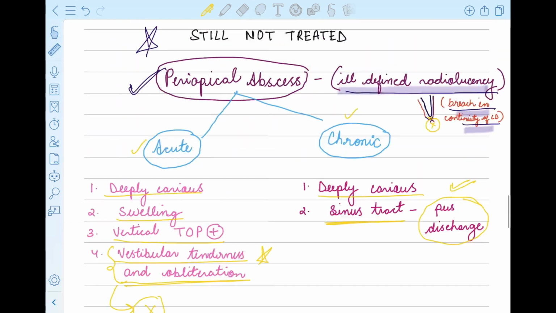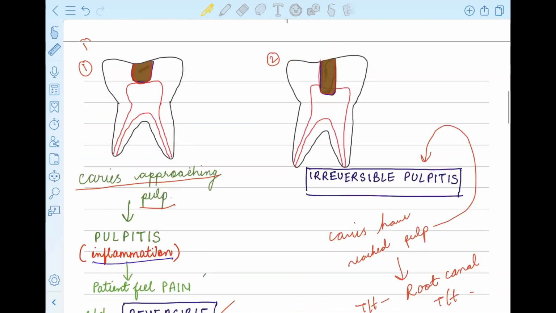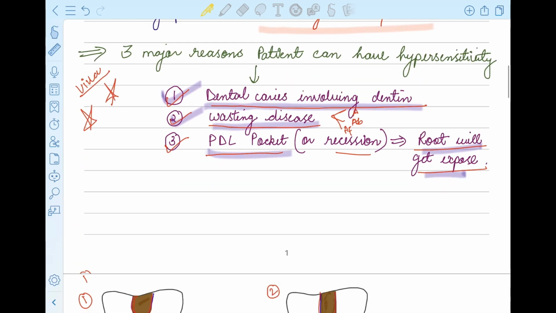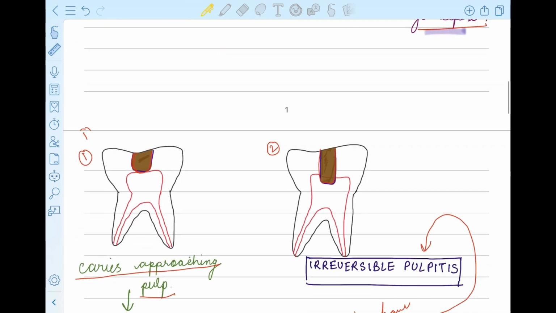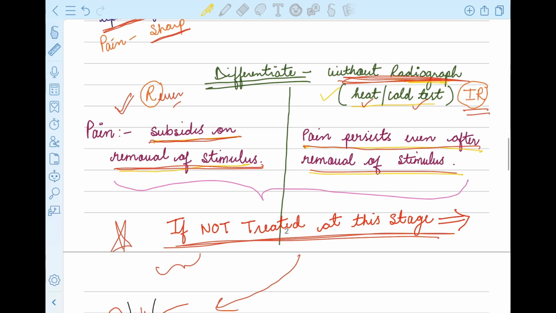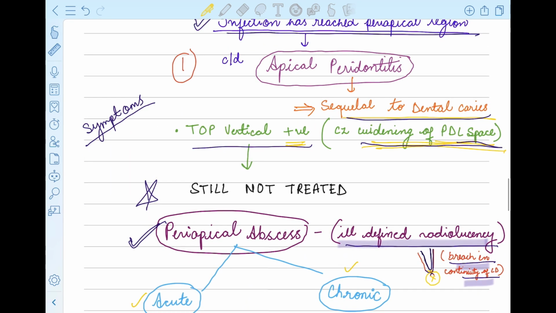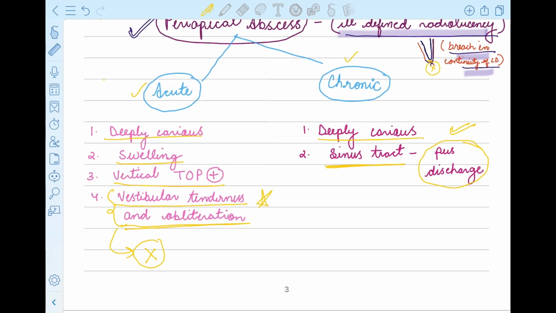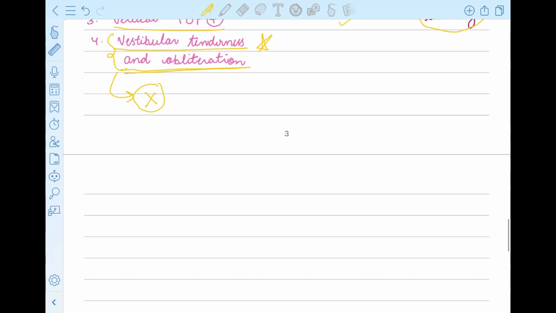Okay, so that's it. I hope all these terminologies are clear. What are the reasons for hypersensitivity? What do you understand by reversible pulpitis, irreversible pulpitis? How are you going to differentiate if you do not have a radiograph? Then apical periodontitis, periapical abscess, and about acute periapical abscess and chronic periapical abscess, about sinus tract formation, vestibular tenderness.